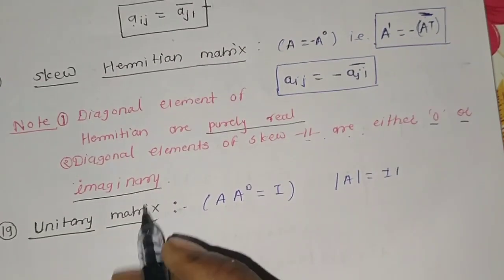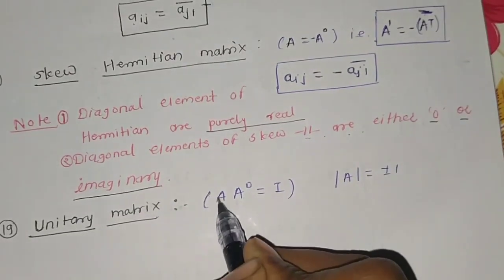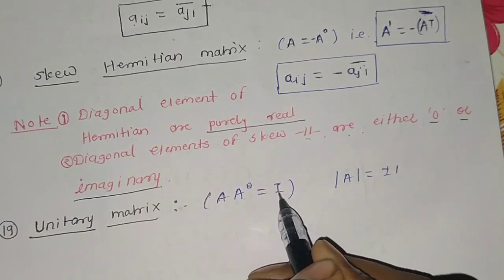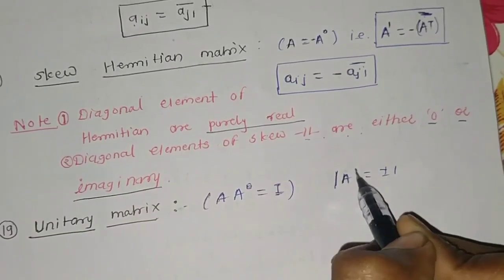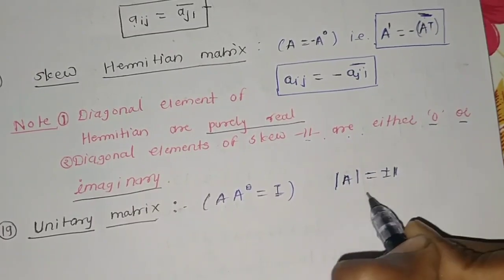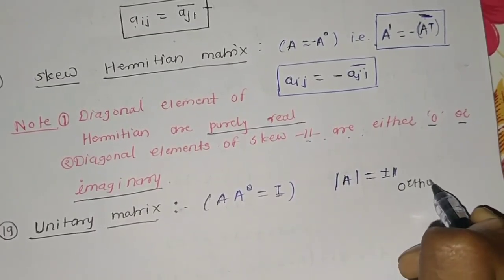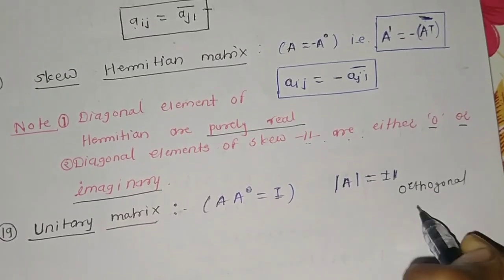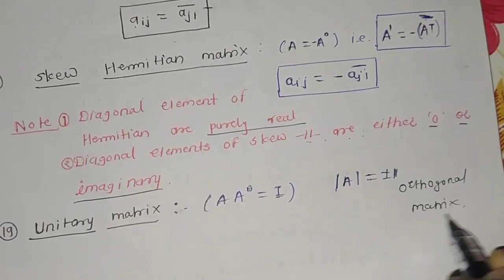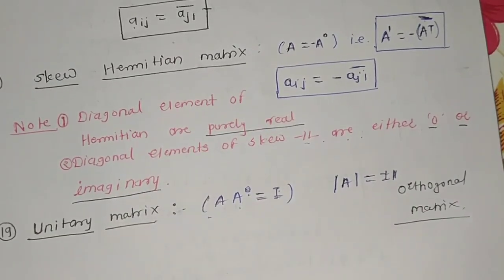Okay, and last one, unitary matrix. Unitary matrix, that is A into A0 is equal to I. The determinant of A is plus or minus 1. So similarly it is like the orthogonal matrix. Okay, so A into A0 is equal to I, that is a unitary matrix.